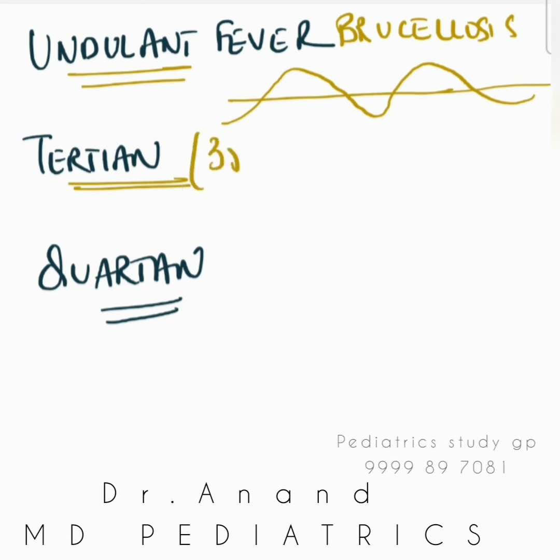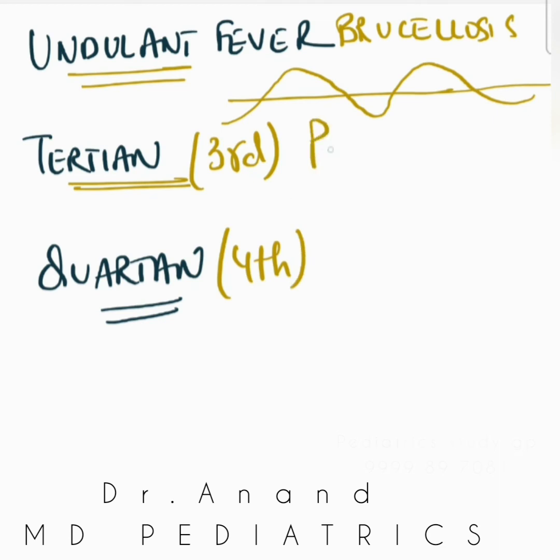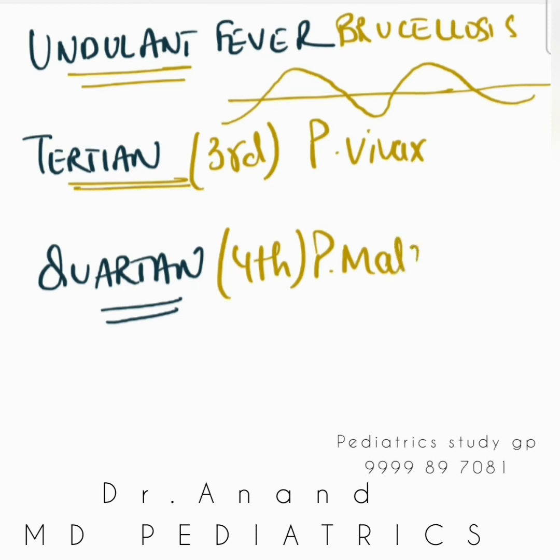What is tertian fever? Tertian fever relapses every third day, and quartan every fourth day. The example for tertian fever will be malaria due to Plasmodium vivax, and for quartan fever, where the relapse is every fourth day, the example will be malaria due to Plasmodium malariae. Simple questions, but still the examiner asks you, and at that time your blood pressure comes down and you think, oh my god, I don't even remember this. So these were the important types of fever.